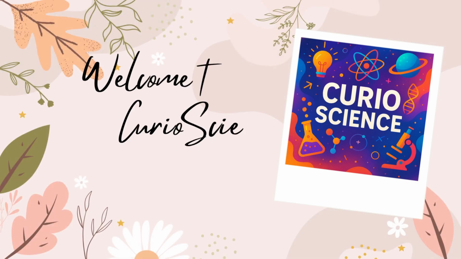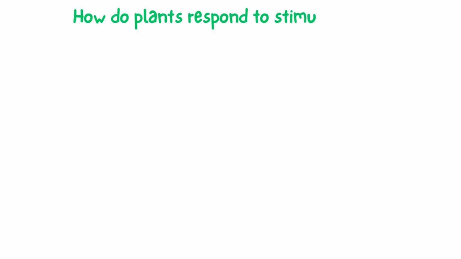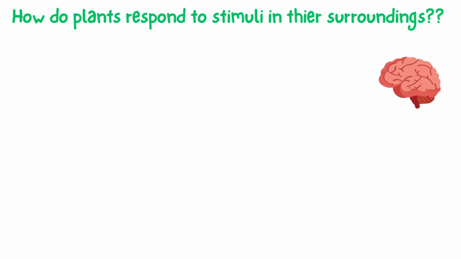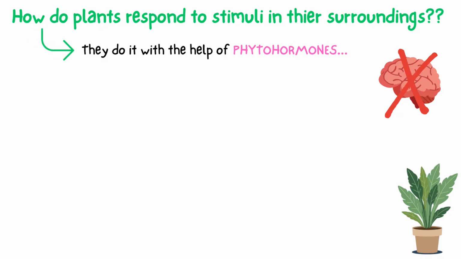Hi everyone, welcome back. Today, we're going to learn about plant growth regulators, also called phytohormones or plant hormones. So, first of all, we should know how plants react to the stimuli in their surroundings. Do they have a nervous system like we do? The answer is no. They have some chemical messengers called phytohormones which help them regulate their movements and responses.